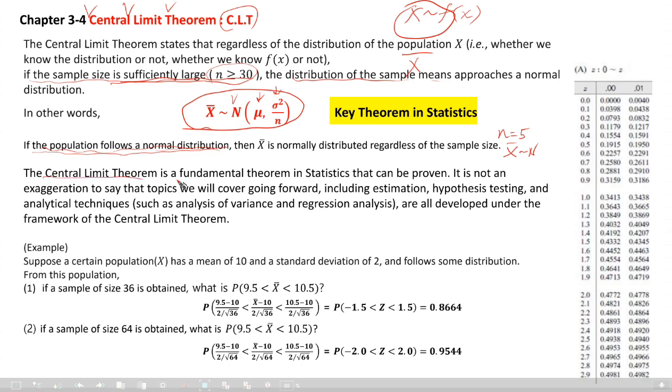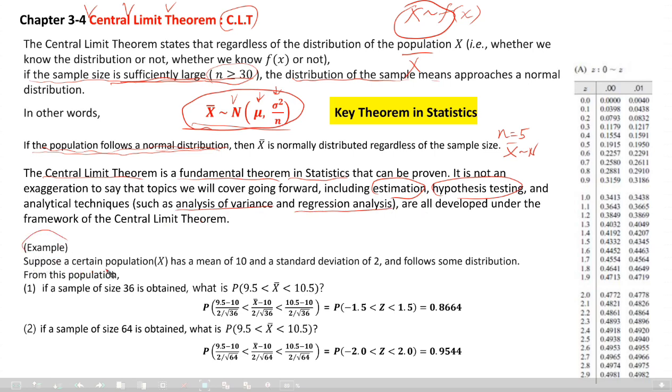The central limit theorem is a fundamental theorem in statistics that can be proven. In mathematical statistics, we prove this result. It is not an exaggeration to say the topics we will cover going forward, including estimation in chapter 4, hypothesis testing in chapter 5, and from chapter 5, analysis methods such as ANOVA, analysis of variance, and regression, are all developed under the framework of the central limit theorem. That's why the central limit theorem is a key theorem in statistics.